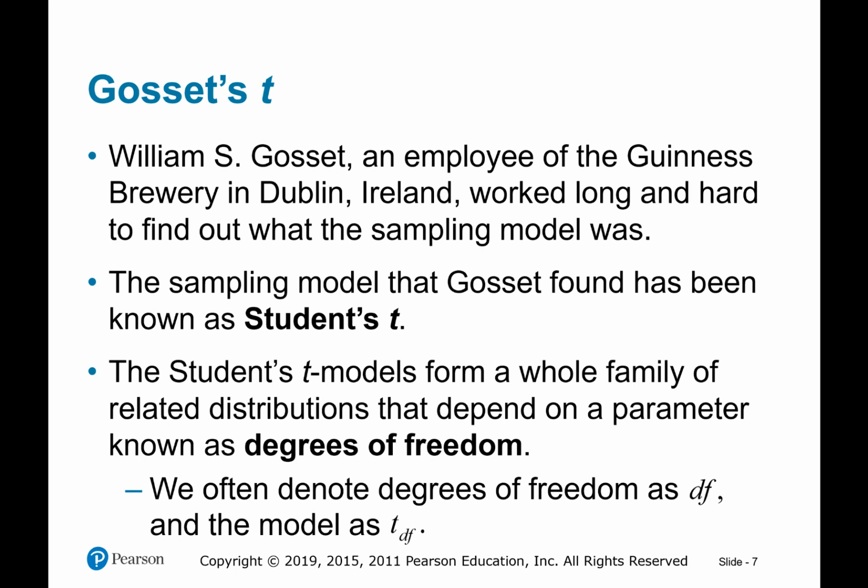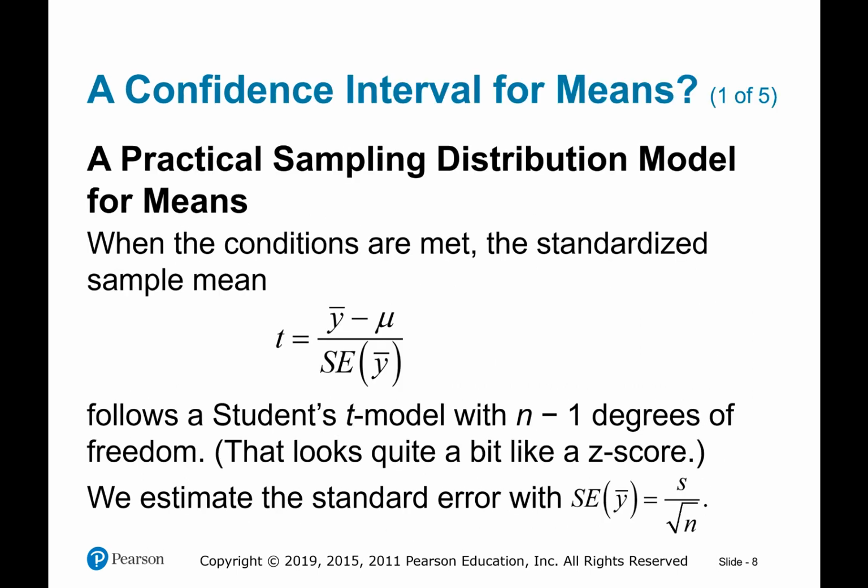The shape of it depends upon the degrees of freedom. Okay, so a standardized sample mean, when the conditions are met, we'll talk about that in a moment, will follow the student's T model with, here's a key thing, n minus 1 degrees of freedom. Whatever your sample size, subtract 1, that's the number of degrees of freedom.